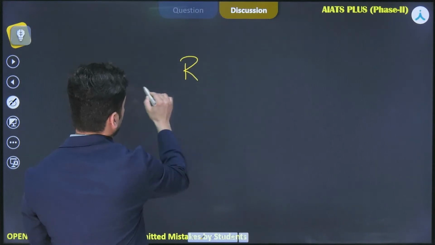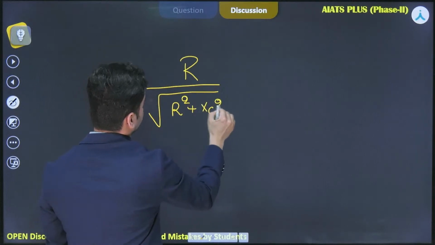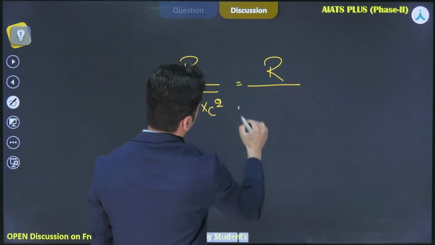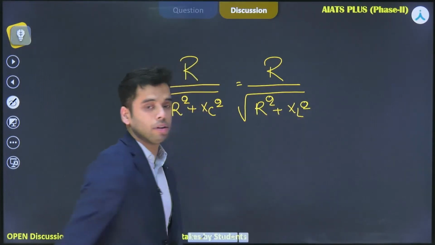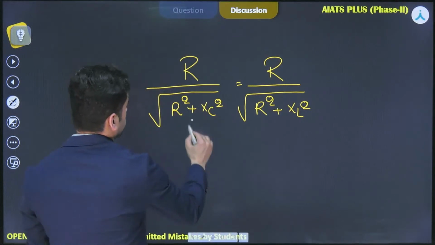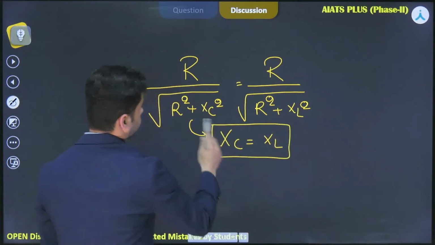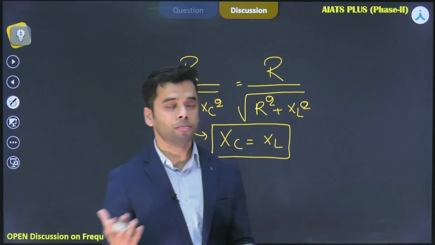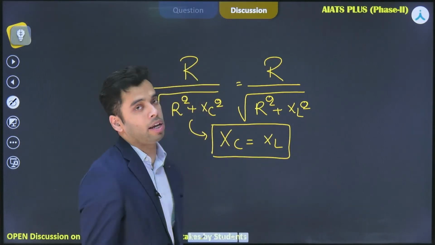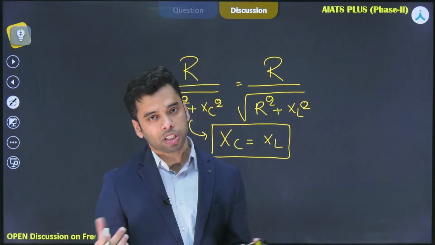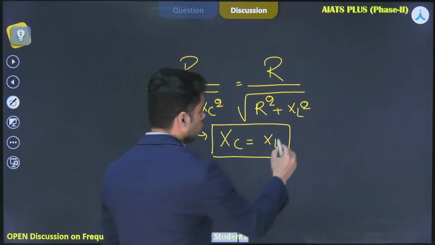What I mean to say is that R upon under the root of R square plus XC square should be equal to R upon under the root of R square plus XL square, right? So from this part I can write that XC should be equal to XL, because that is the only condition in which the terms on the left hand side and the right hand side will be equal, only if XL is equal to XC. And dear students, it is a very famous concept from the chapter of alternating currents that if XL is equal to XC, it is a condition of resonance.